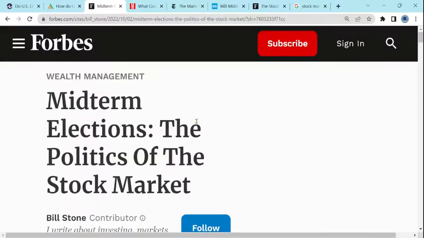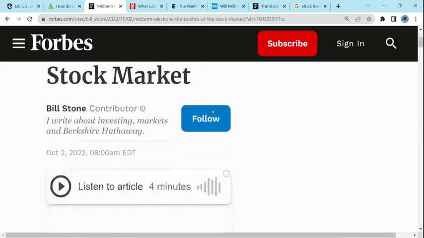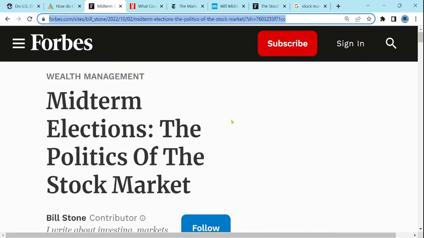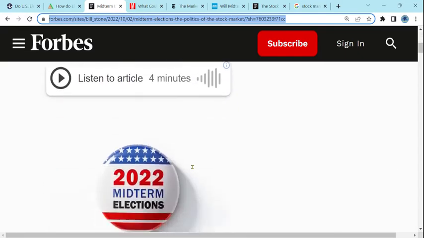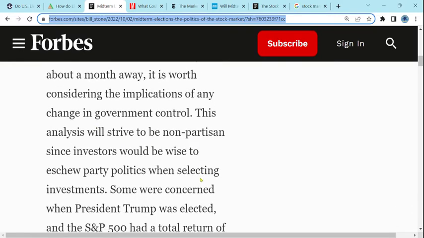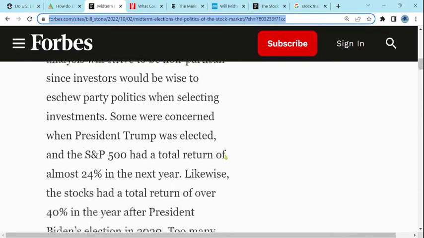Okay, let's explore the politics of the stock market, in particular relative to midterm elections. This is a recent article by Forbes, and I'll put the direct link to this article in the description box below. It explains the politics of the stock market relative to midterm elections. We're talking about the 2022 midterm elections right now. You can see that this article strives to be nonpartisan.